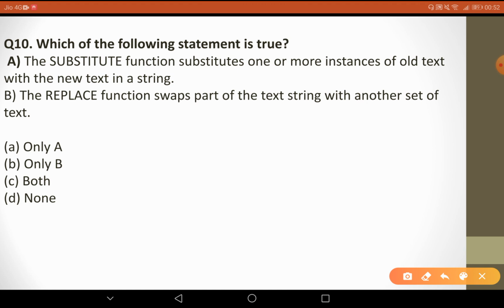The substitute. Okay, this question is also from the MS Excel application. Statement A, the substitute function substitutes one or more instances of old text with a new text in a string. Statement B, the replace function swaps part of the text string with another set of text. This is a hard question, tougher level.